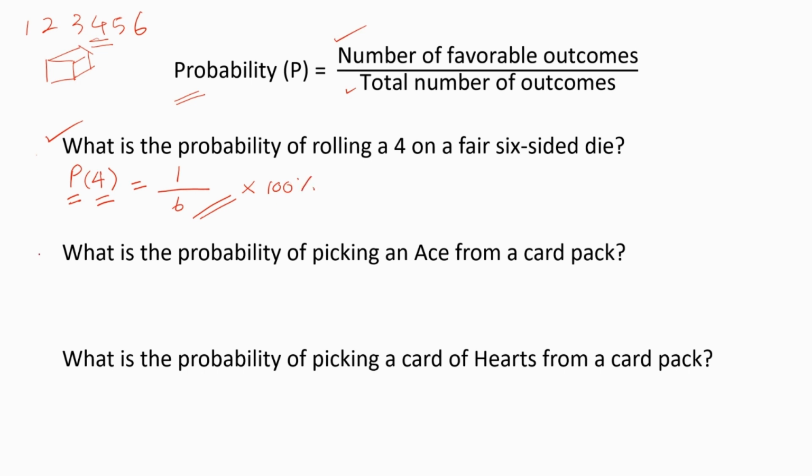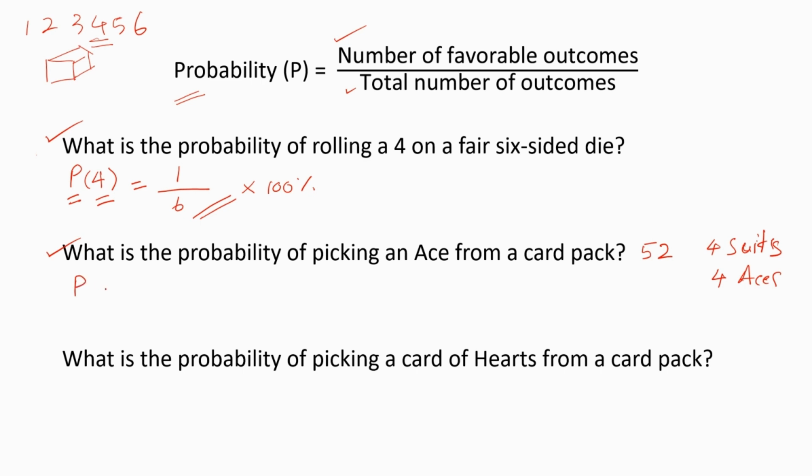So now let's do the second example. What is the probability of picking an ace from a card pack? In a standard card pack, there are 52 cards and there are 4 suits. So there will be 4 aces. Now let's calculate the probability of picking an ace from a card pack.